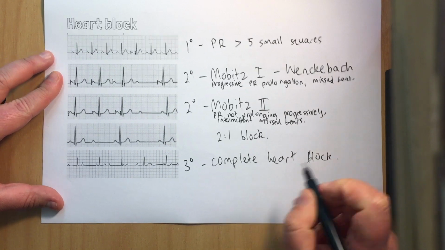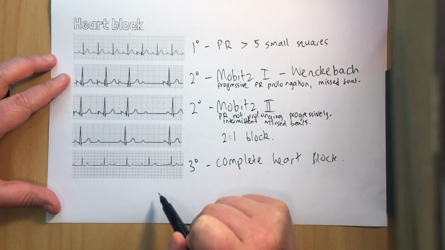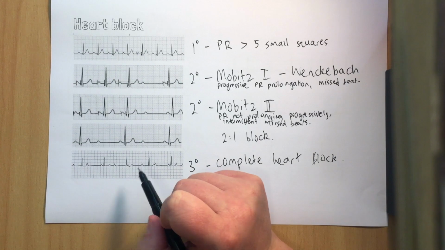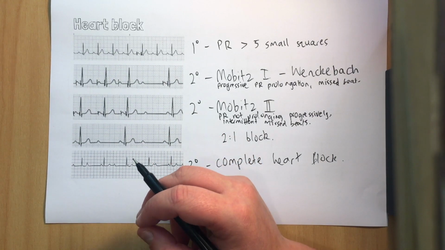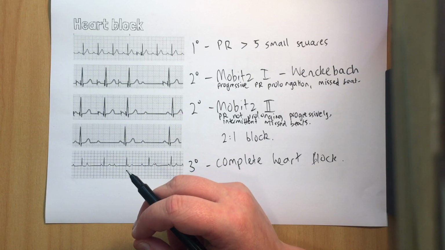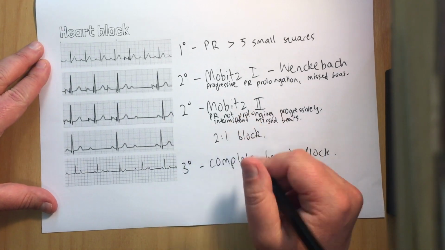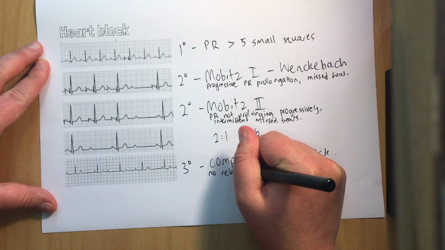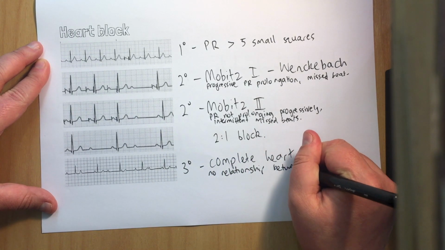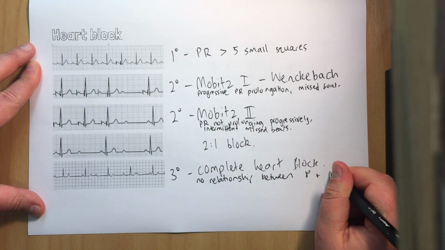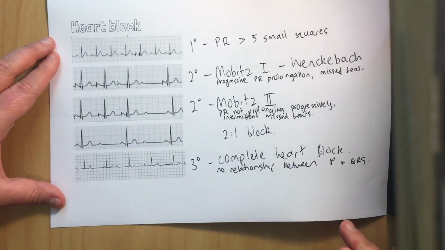So there's complete dissociation between the atria and the ventricles, and it's going really slowly because that intrinsic rhythm that we have in other parts of the conductance system is taking over. And so, no relationship between P and QRS.